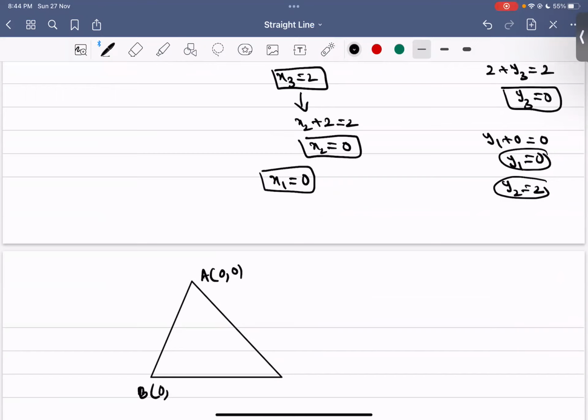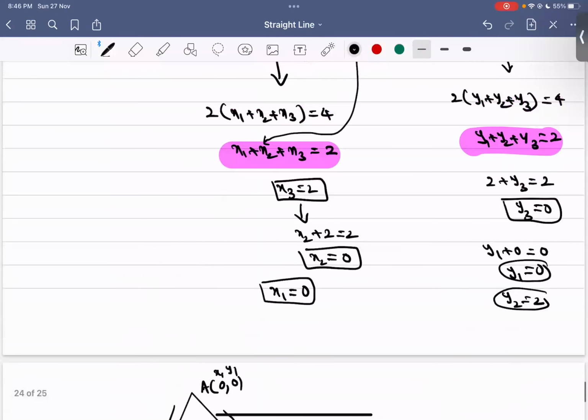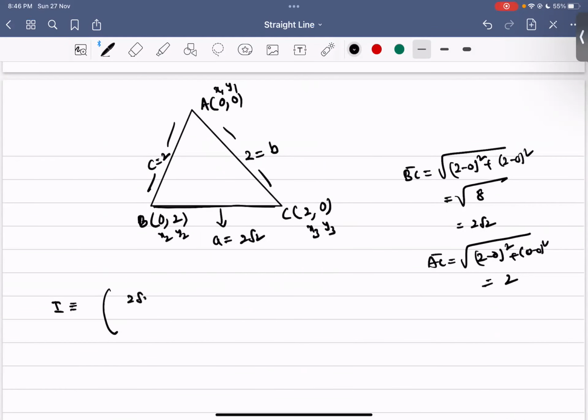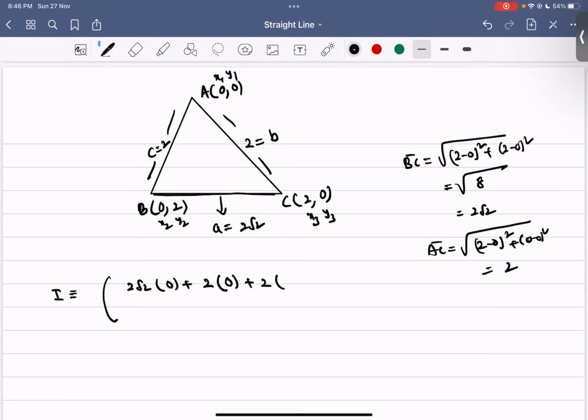Clear, sir. Yes. So the incenter is equal to what? Inside, you just put the data in the formula. The formula is (a x1 plus b x2 plus c x3) by (a plus b plus c). a is 2 root 2, x1 is 0, plus b x2: b is 2, x2 is 0, plus c x3: c is equal to 2, x3 is equal to 2, all divided by a plus b plus c. So a plus b plus c is 2 root 2 plus 2 plus 2.